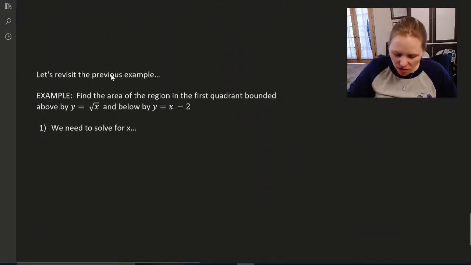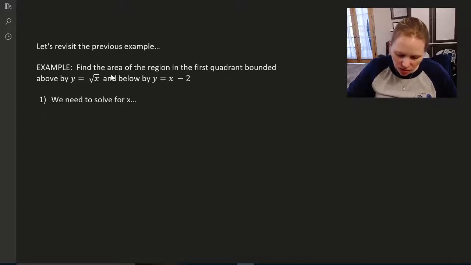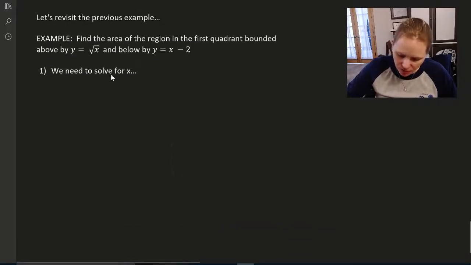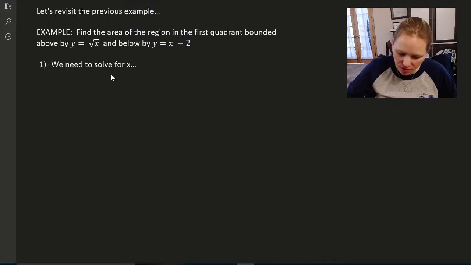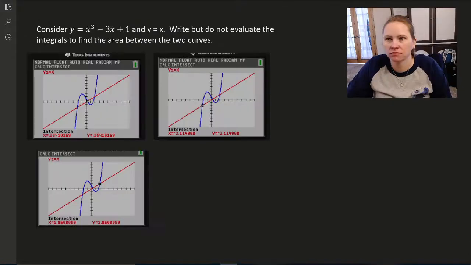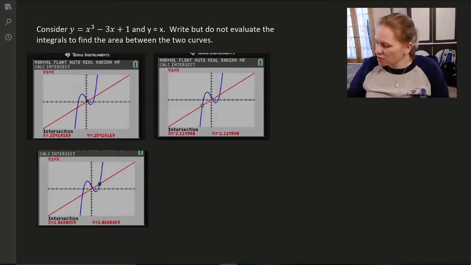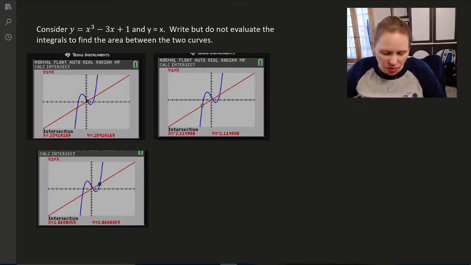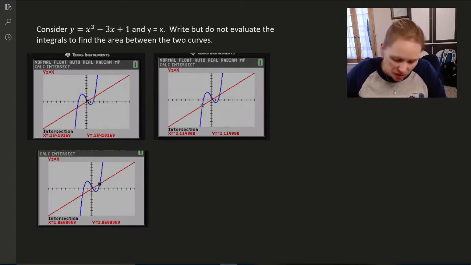Now let's look at one more example here. Okay, so as we wrap up, we'll end with this example here. And this example asks us to write but not evaluate an integral to find the area between the two curves.